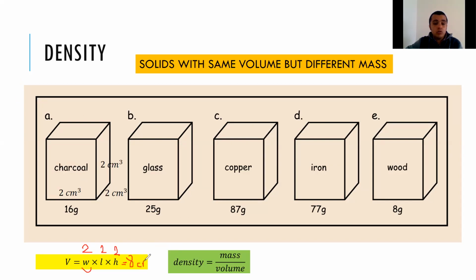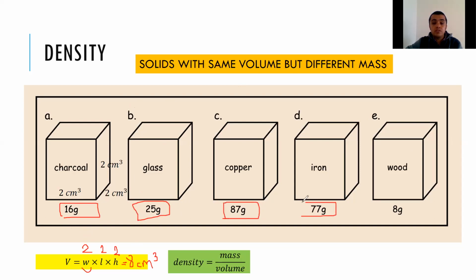Imagine that all of these structures have the same volume, 8 centimeter cube. And if you take 8 centimeter cube of charcoal, what is the mass? If you put it on the scale, 16 grams. Glass, 25 grams. And the copper, 87 grams.